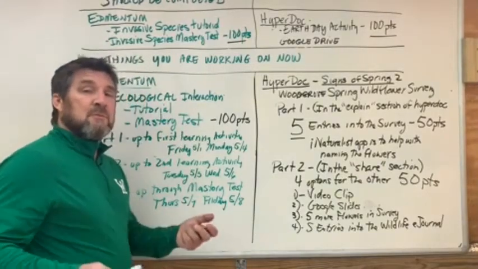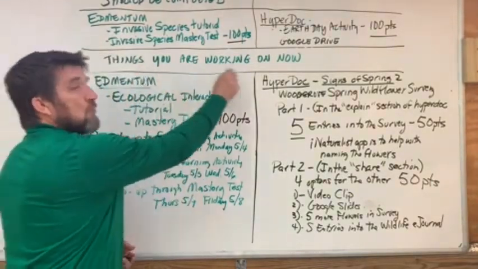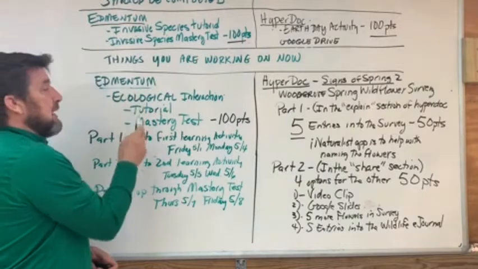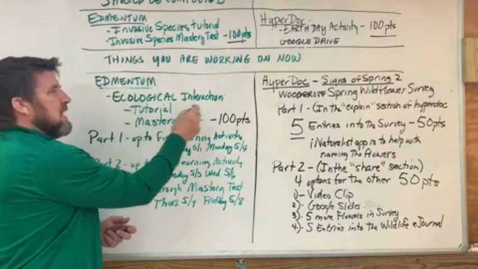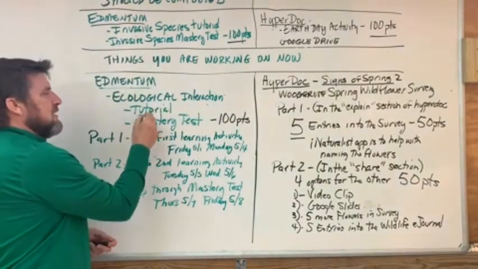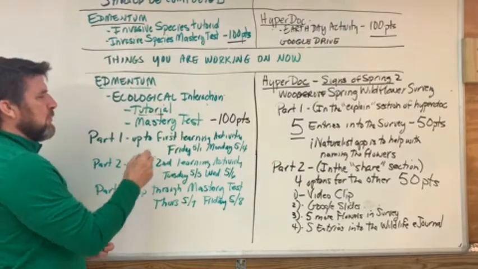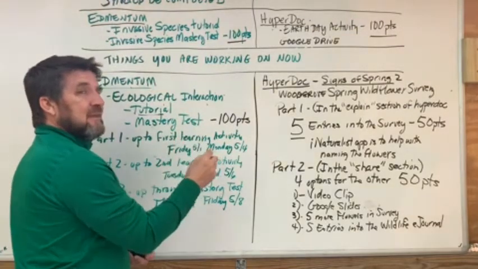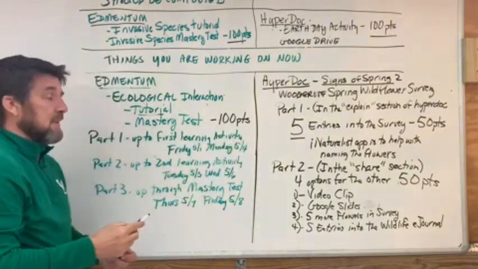Okay, so here's what we should be working on now. Things we're working on now. In Edmentum, I just opened up this section on ecological interactions. Again, you have the tutorial you need to work through, and then the mastery test at the end, and you end up with a 100-point grade again.